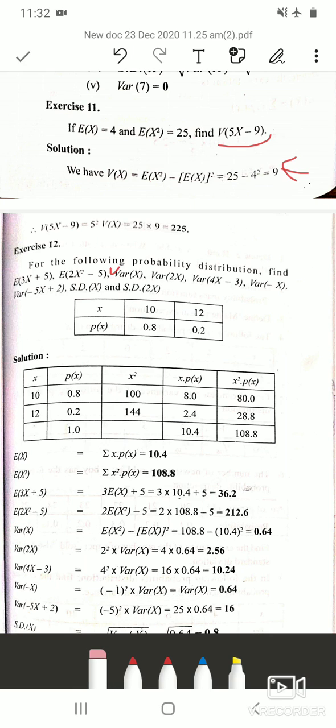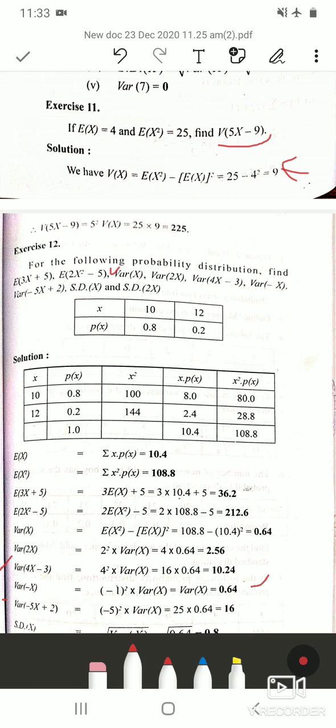So the next sub question is variance of 4x minus 3. So this is of the form variance of ax minus b, which is a square into variance of x. So in place of a we have 4. Therefore 4 square into variance of x, which is 16 into 0.64, which is 10.24. And then they have asked to find out variance of minus x. So we know variance of minus x is nothing but variance of x. Therefore, variance of minus x is 0.64.